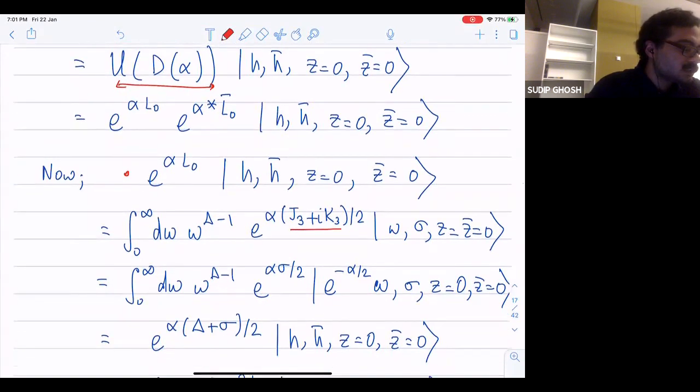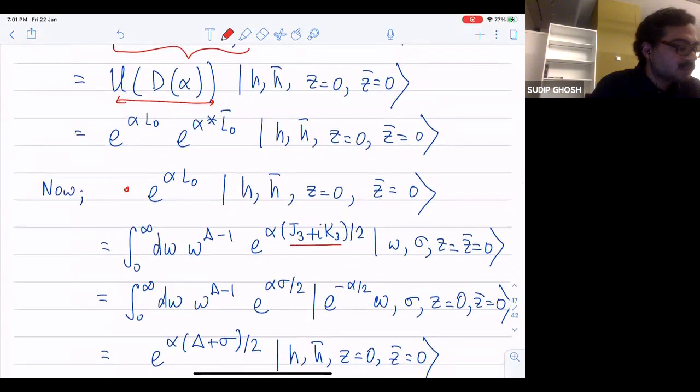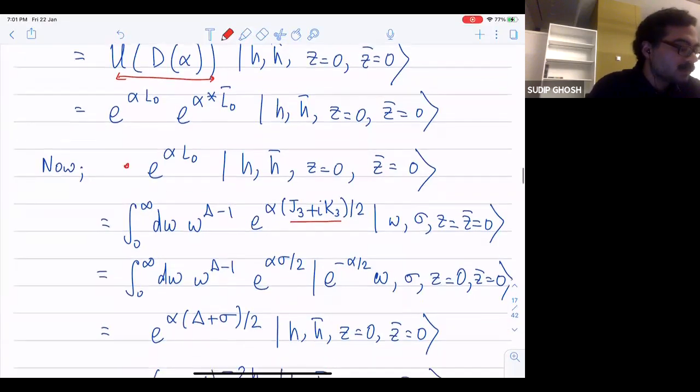We observe that when this e to the power alpha j3 by 2 acts on this state, it gives us back the same state with an e to the power alpha sigma by 2, where sigma is the helicity. That just tells us this state is of definite helicity, and therefore it is an eigenstate of this operator e to the power alpha j3 by 2. But if you act with boosts, you don't get back the same state, of course, because energy momentum eigenstates are not boost eigenstates, and so you get back a different state, right?